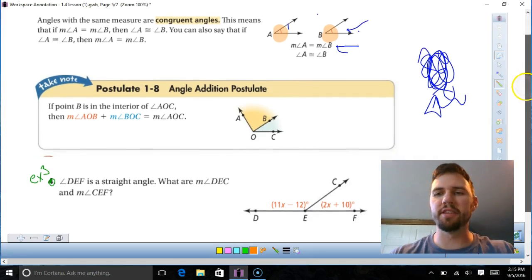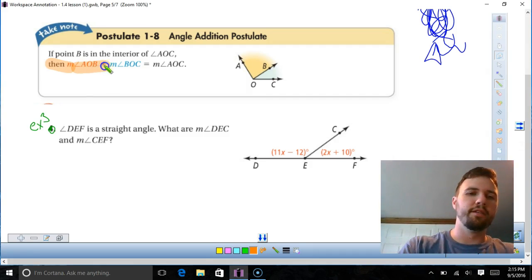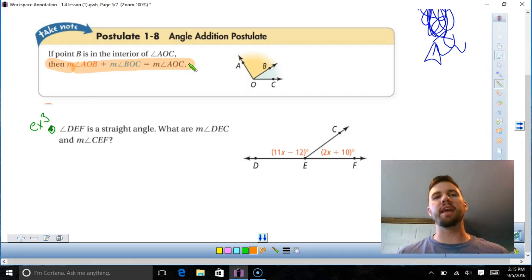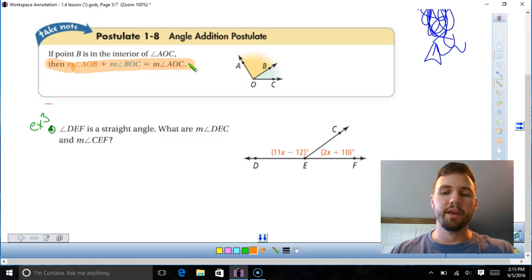Alright, angle addition postulate. This is exactly the same as the segment addition postulate. It just says if you have one big angle that's made up of 2 smaller angles, it equals the sum of the 2 smaller angles. You add the 2 smaller angles up, you get your one big angle. That's it. So let's take a look at this problem using the angle addition postulate.